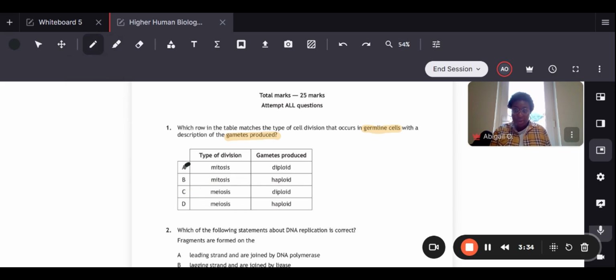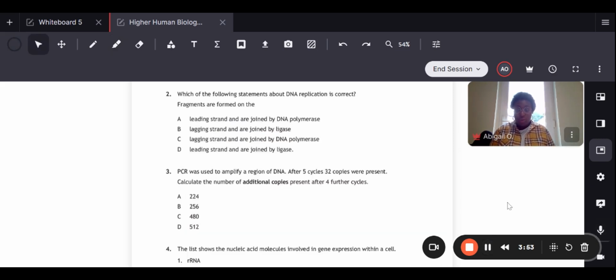So that means that option A and option B are incorrect. And we also know that because we're talking about gametes, gametes are always haploid. Remember, haploid means having 23 chromosomes. Diploid means having 46. So the answer for this question is going to be D.